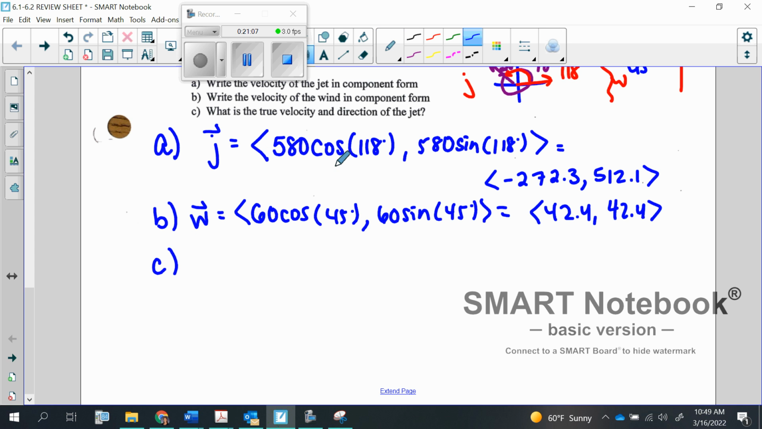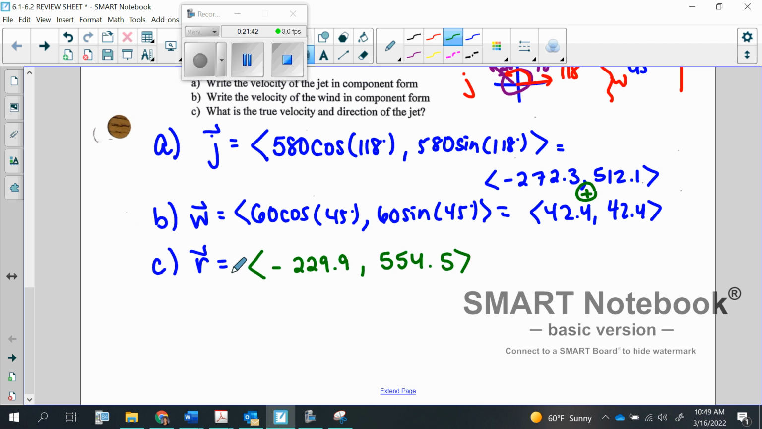So now C asked, what is the true velocity and direction of the jet? So what this is saying to me is, okay, so you have your jet flying, and then you have your wind affecting the direction and the velocity or the speed of that jet. So where do they actually end up flying? What's the horizontal and vertical components? So to find the resultant, you're just going to add my wind and my jet vector. So if I add them, I will end up getting negative 229.9 for my horizontal component and 554.5. Okay, so that would be my resultant vector.